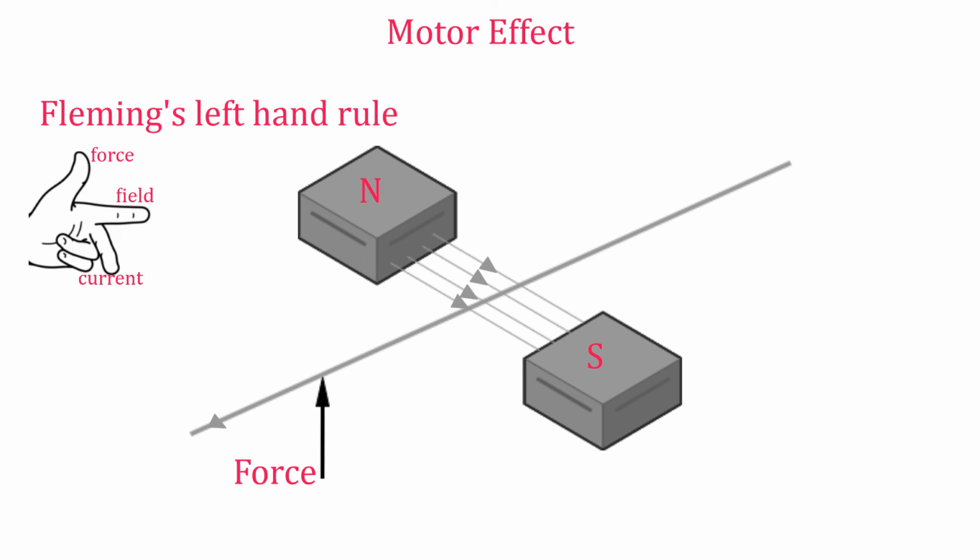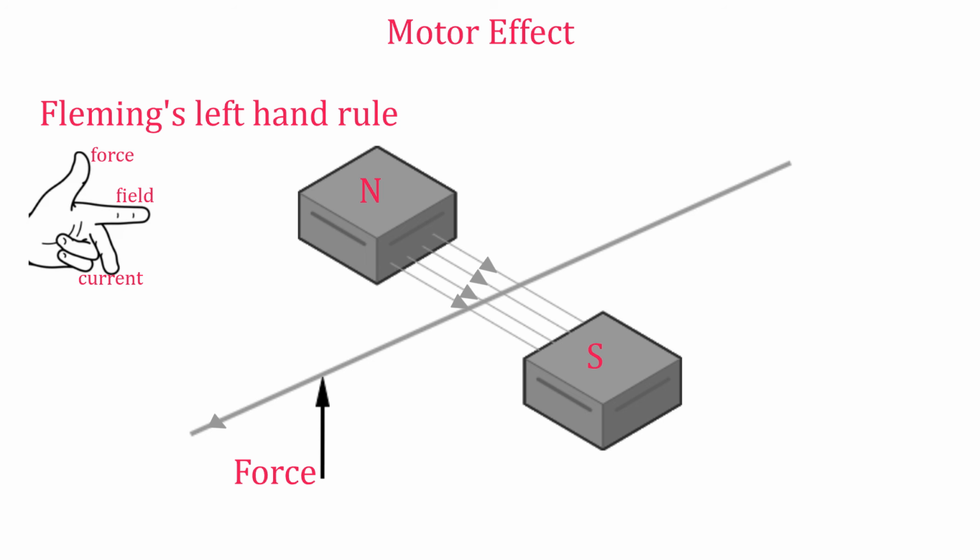If both the current and the field change direction, then it will be like one effect cancels the other out, and so the direction of the force will remain unchanged. So the force changes direction only when one of them changes. Either the direction of the field changes or the direction of the current changes.